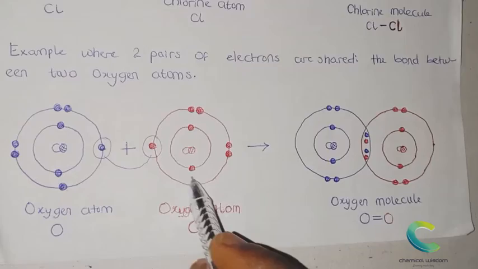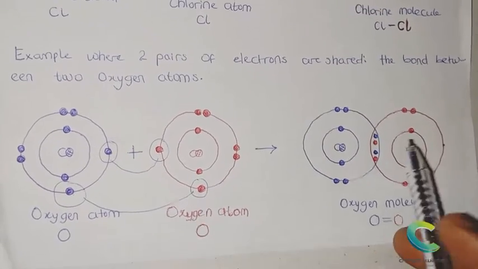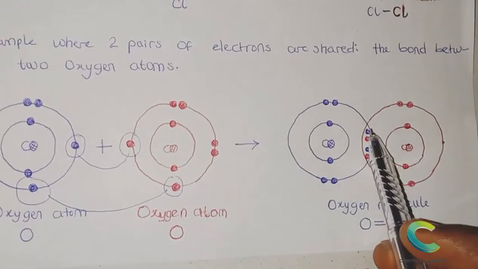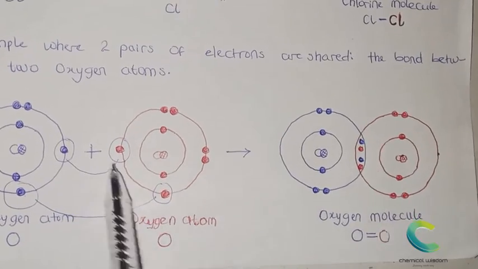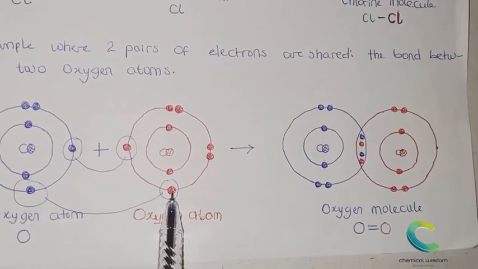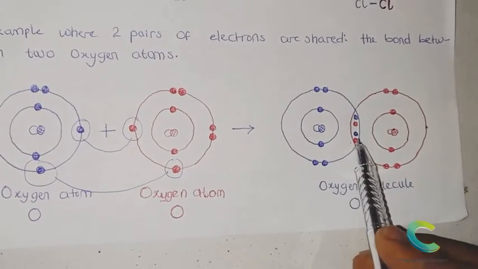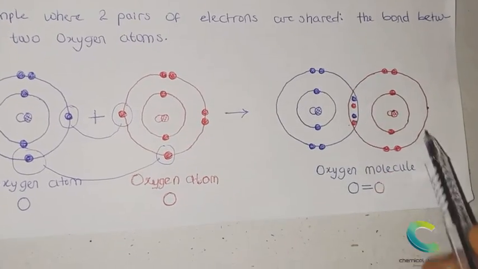This one will combine with this, and this one will combine with this. I see the link. That's what happens here. This is the first pair, and this is the second pair. These 2 guys, that's what forms the pair. So you can see there are 2 pairs of electrons being shared by these atoms equally.